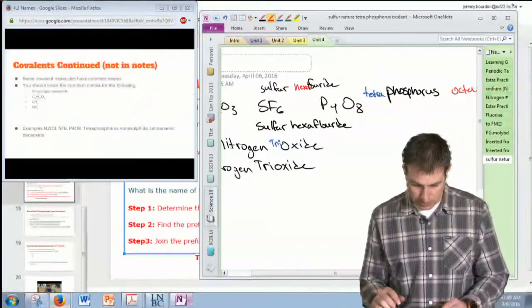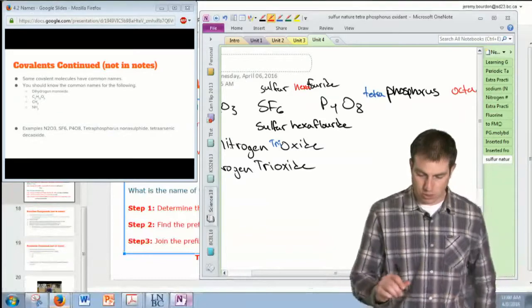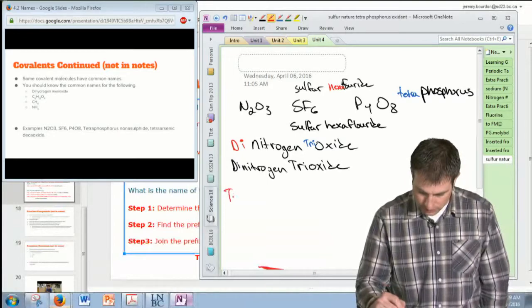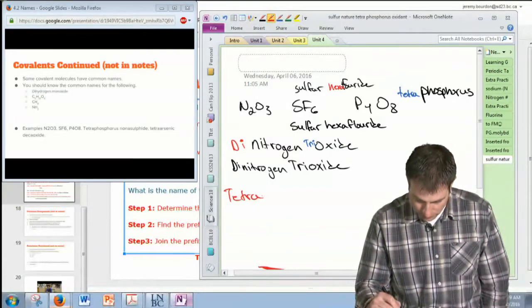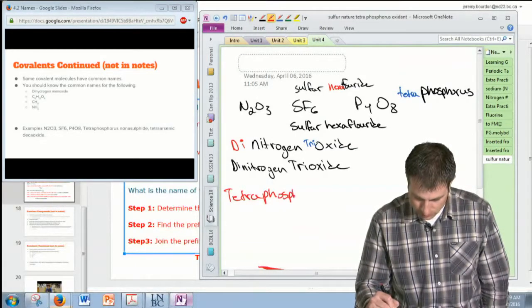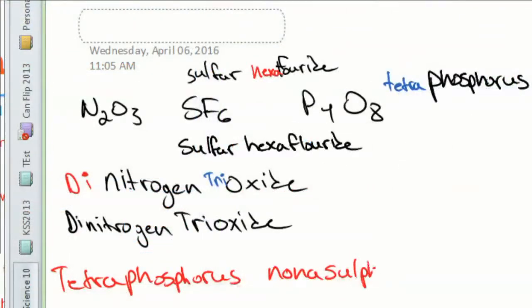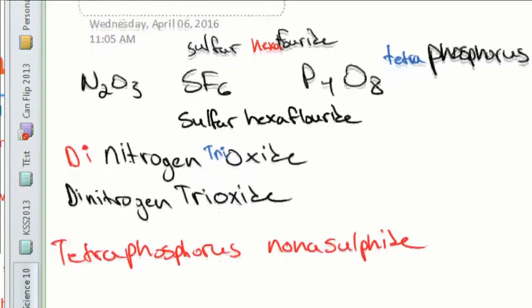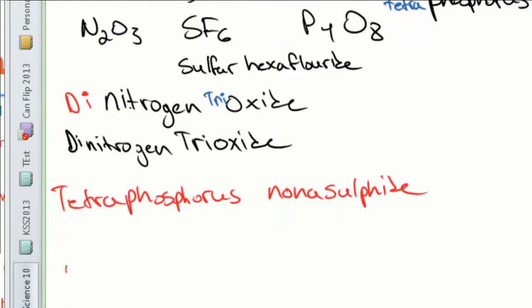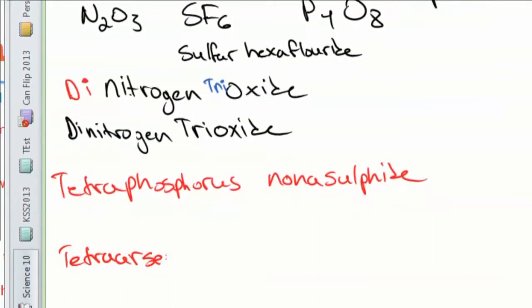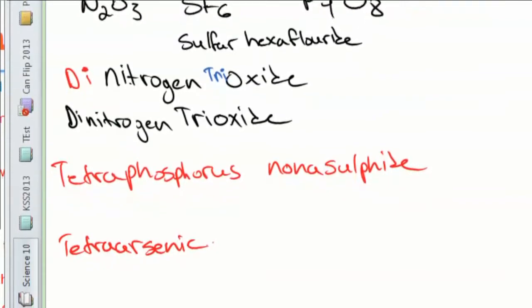There were a few more examples that showed up here in the notes. We had tetraphosphorus nona sulfide. What's that thing going to look like? We also had tetra arsenic, two A's in a row, kind of looks weird, tetra arsenic decaoxide.